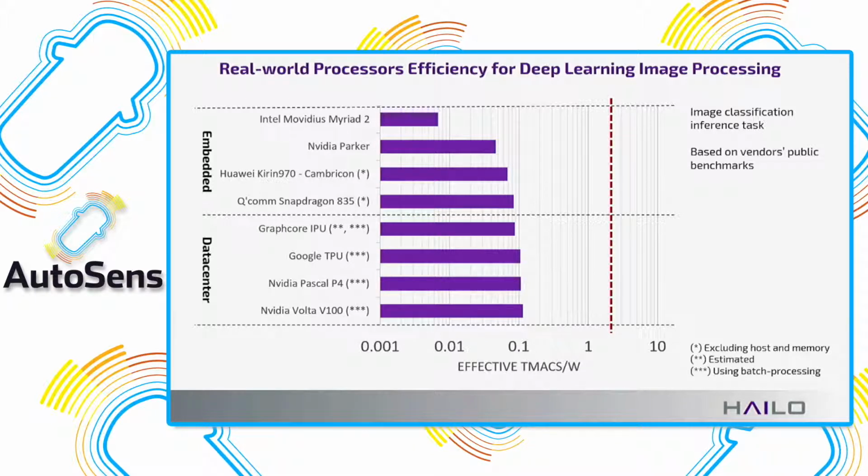I've focused here on image inference tasks, which are relatively well benchmarked. You see that the efficiency is less than 0.1 TOPS per watt, which gives a really high number if you want to do 2 TOPS. And data center class devices is, of course, normalized to the performance.